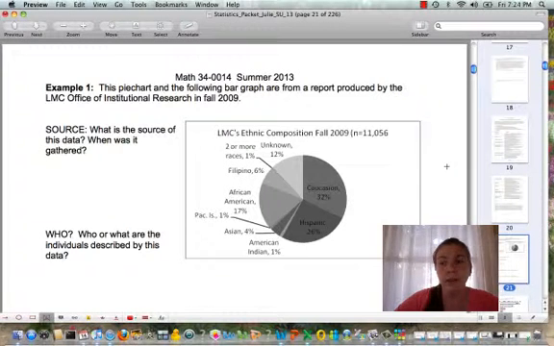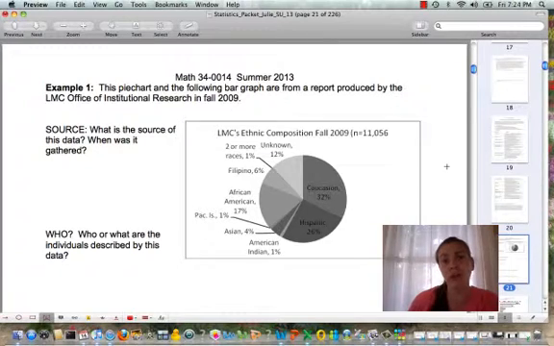Hi everyone, this is the Module 2A examples. You should first read the vocabulary on pages 19 and 20. So read through all that, make sure you're familiar with that, and then go ahead and start on page 21 with me here in the examples.